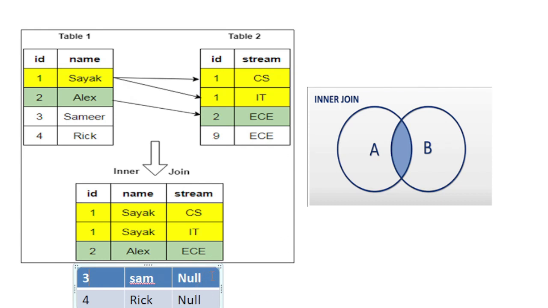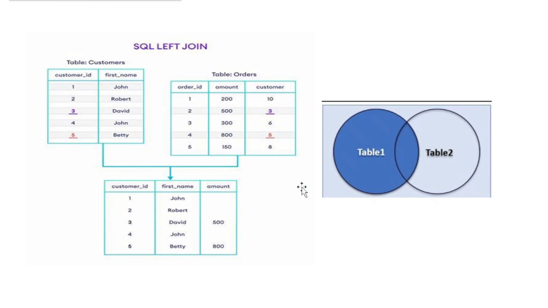That is why we have the null values, because there is no match for Samir and Rick in the stream table. That is why null is coming. Okay, now I would explain the left join. I have taken a different table so you can understand better. Okay, you have a better idea.